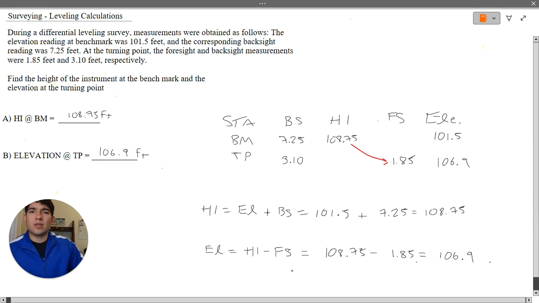As you can see, these surveying problems have a lot of moving parts. You have to remember how to set up the table, and then you have to remember these formulas. So I hope that our videos really help with that.